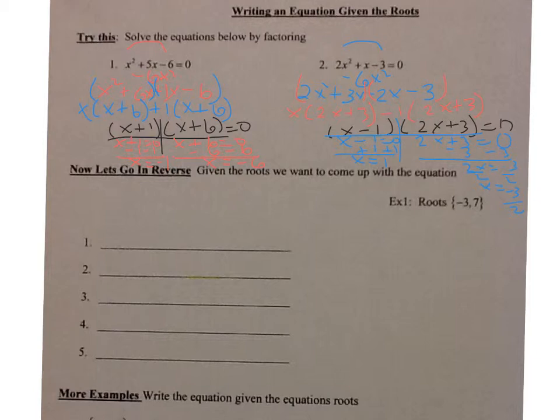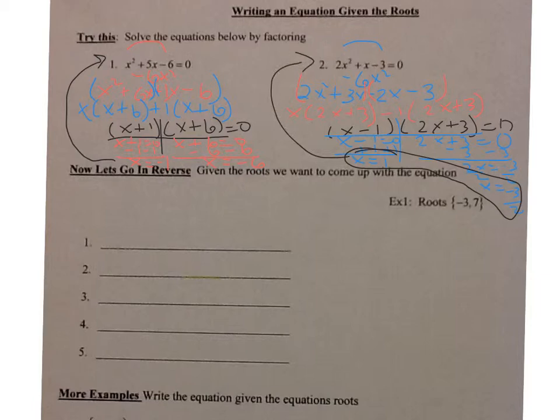All right, so now what we're going to work on is going backwards. Given the roots, such as negative 1 and negative 6, I want to work backwards. I want to take these roots and come up with this equation up here. Take the roots 1 and negative 3 halves and come up with this equation up at the top. So we are going to work backwards.